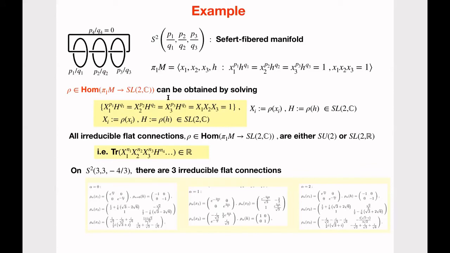Then this homomorphism can be solved with this equation and the conjugation. Then we can check that all the irreducible connections are actually real. It means that if we compare the trace of any element, the fundamental group holonomy, then this is already real. As a concrete example, we choose the three-manifold to be this fractional number. It should be 3, 3, and this number. And actually, we can check that there are only three irreducible flat connections whose holonomy matrices can be explicitly given.